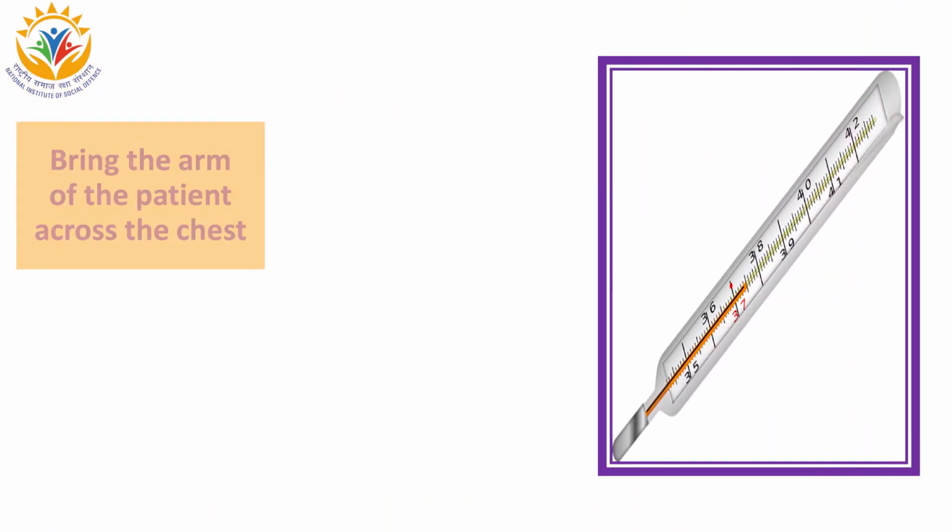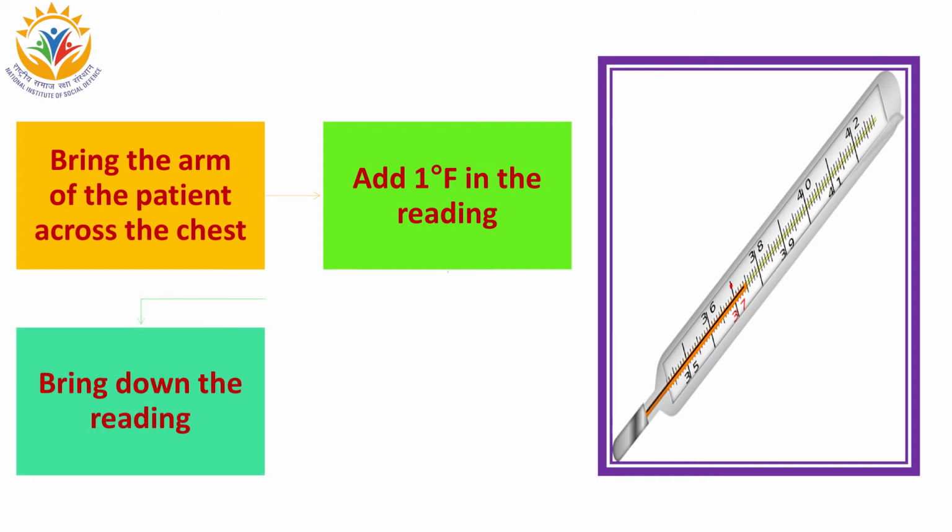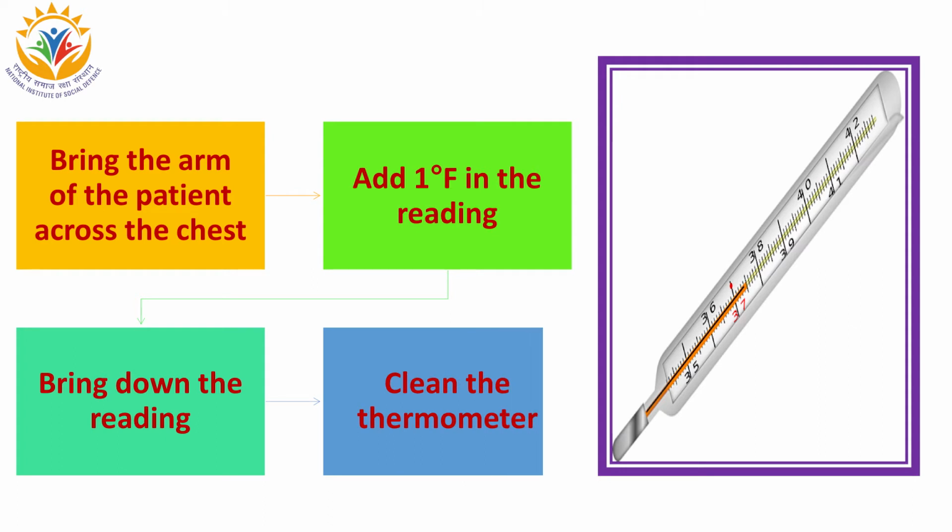Then bring the arm of the patient across the chest so that the bulb is in contact with the patient's skin. Add 1° Fahrenheit to the reading when the temperature is taken axillary. Then bring down the reading to 95° Fahrenheit again, clean the thermometer, wipe it dry and keep it in the proper container for the thermometer.